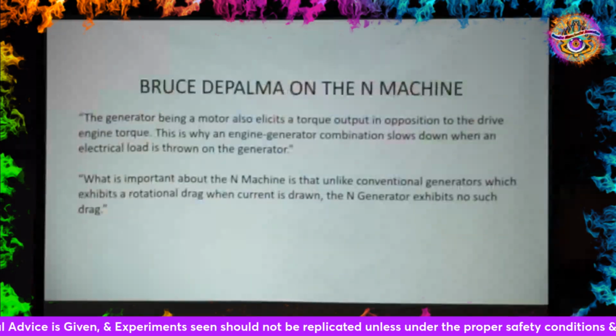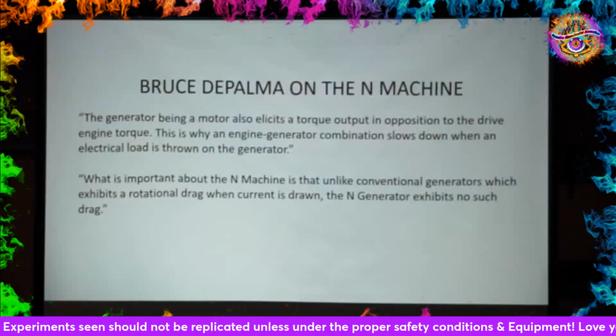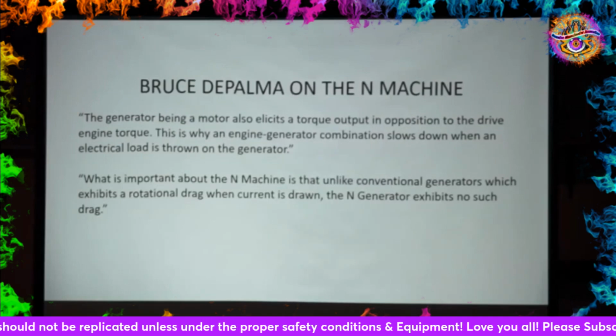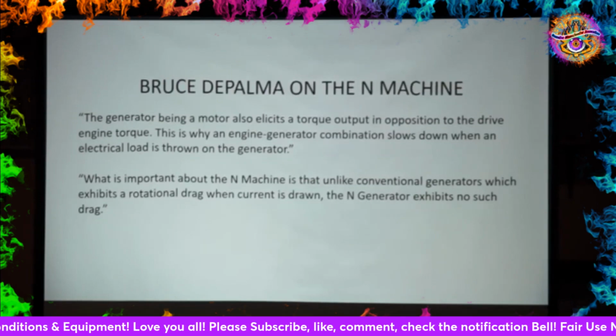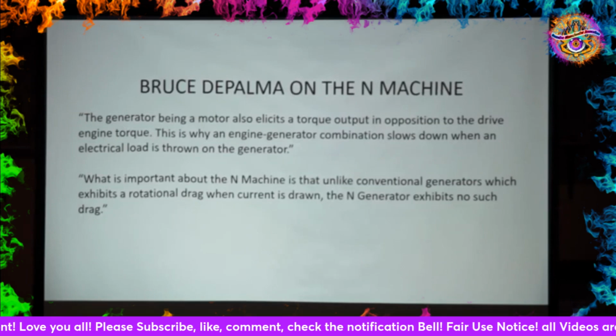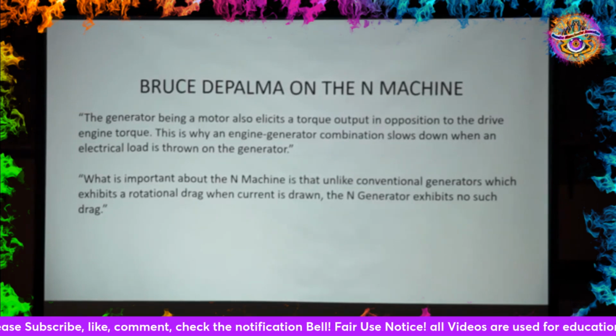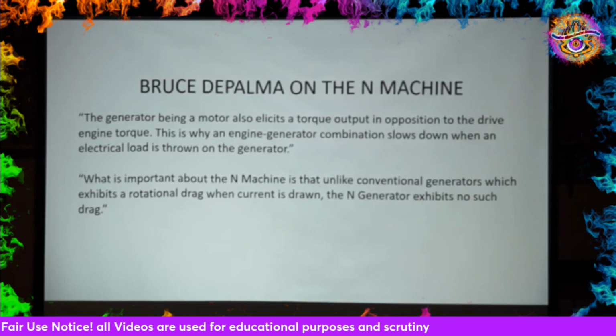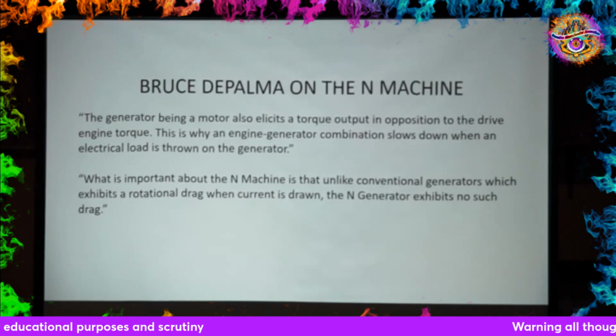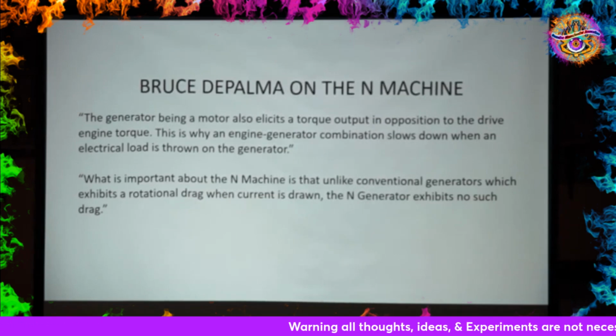Now, a couple things that Bruce mentioned about the end machine is what he named it. This concept where the conductor and the magnet rotate together and creates electricity when it's not supposed to is that the generator, being a motor, also elicits a torque output in opposition to the drive engine torque. This is why an engine generator combination slows down when an electrical load is thrown on the generator. What is important about the end machine is that unlike conventional generators, which exhibit a rotational drag when current is drawn, the end machine exhibits no such drag.